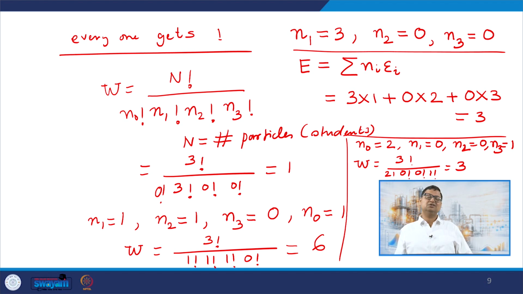What this means is if I do this kind of an experiment 6 times, you will find that you are going to have one student having 2 chocolates and the other 2 having 1 and 0. Only 3 times we will find that one of them gets 3 and the other 2 do not get anything, and 1 out of 10 times you will have a fair distribution of chocolates. So, a fair distribution of chocolates is much less likely compared to an unfair distribution.